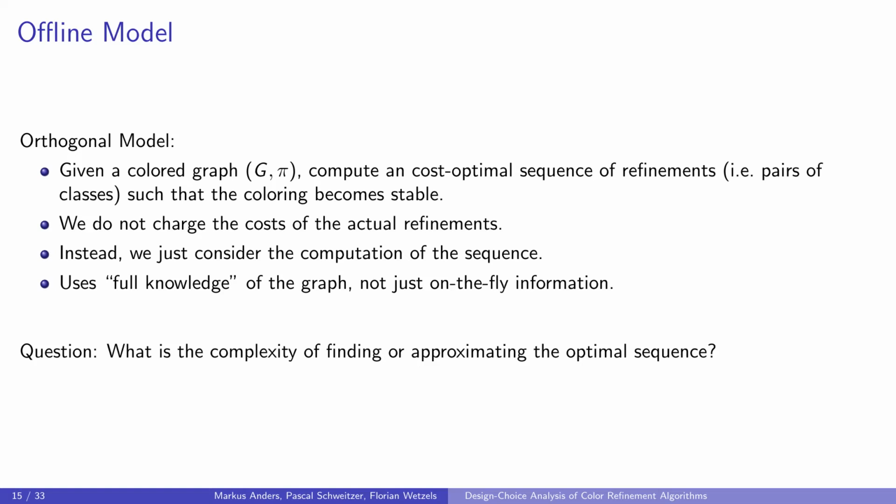Here, we do not charge the cost of performing the refinements, we just consider the computation of the optimal sequence. In contrast to the online model, we compute the sequence beforehand, using full knowledge of the graph, and not only the information available from the color refinement itself. Because we are interested in the asymptotic cost of the sequence, we then ask for the complexity of approximating the optimal sequence by, for example, a constant factor.